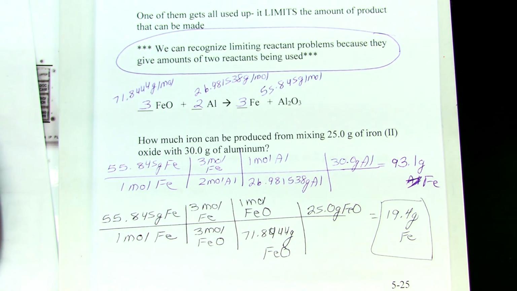Now, I look at these 2 numbers and I choose the smaller one, just like we did with the marshmallow treats. We could only make 24 marshmallow treats. So I can only make 19.4 grams of iron because using up all the iron oxide gives us less than using up all the aluminum. Does that make sense? And can you see that it's just like the Rice Krispie treats? It just looks messier because we're using molar masses and balanced equations. But it's the same math that we did with the everyday example. And we need to stop now for lab.